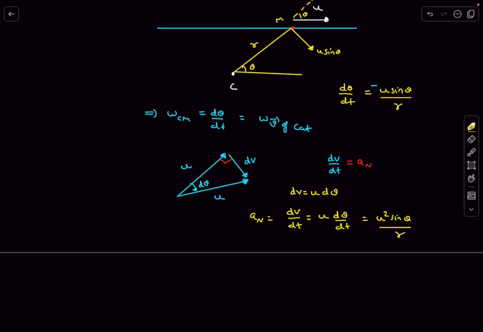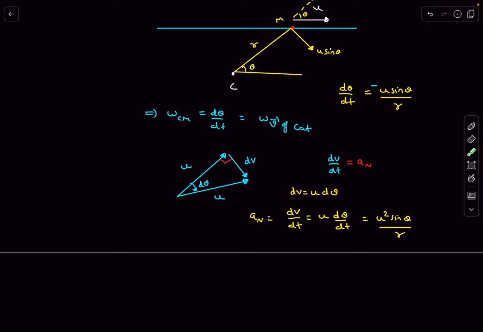So in question A, if you wanted to figure out the acceleration, it would be uv sine theta by r, because the cat's speed in that case was v, right? So now we finally figured out the normal acceleration, but the question isn't done here. We have to figure out the maxima of this expression.